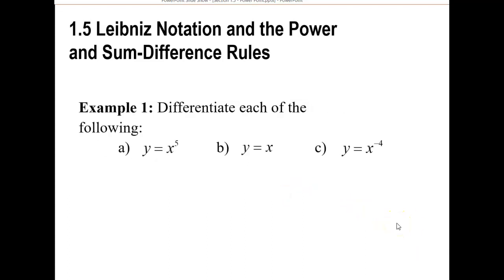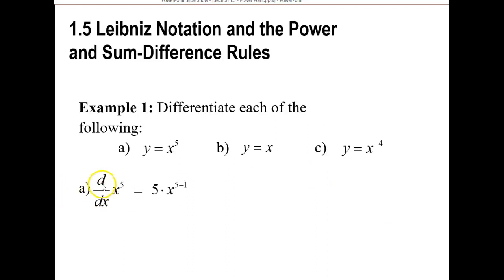So if I wanted to find the derivative of each of the following functions, starting off with y equals x to the fifth, then y equals x, and then y equals x to the negative fourth. In the last section, when we had to find the derivative, we had to do the limit as h approaches 0 of f of x plus h minus f of x over h and work all that through. So this power rule is the first of many shortcuts you're going to learn for doing the same thing.